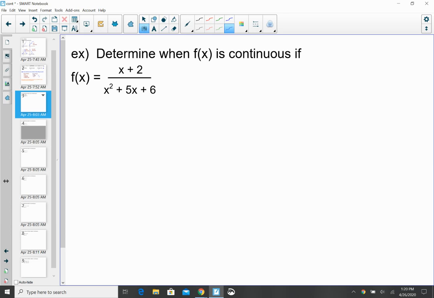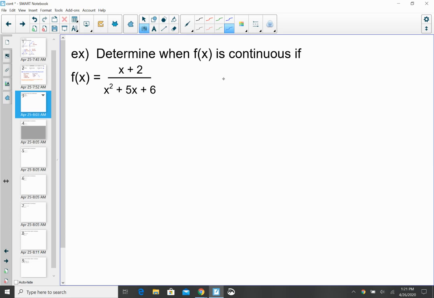All right, I want to determine when f of x is continuous if f of x equals this. So then the question is, all right, what can't you have? Now, some of you took Algebra 2 last year, and you had questions that looked like this that were asking you about the domain, and it's really kind of the same thing. What values of x in the domain would be bad? And in this case, since it's a fraction, it's when the denominator equals 0.